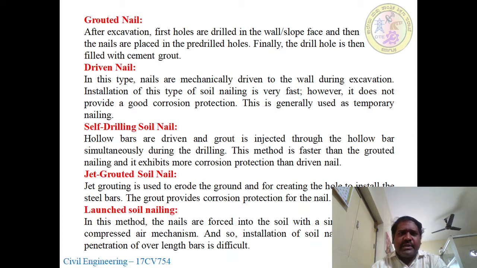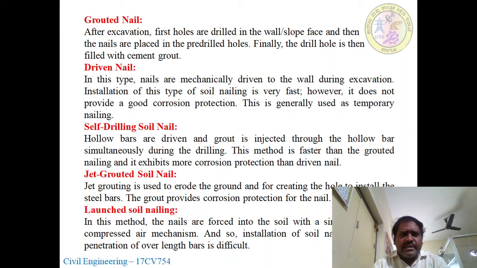In the second method, the driven nail, the nails are mechanically driven into the wall during excavation. Installation of this type of soil nailing is very fast. However, it does not provide good corrosion protection. This is generally used as a temporary nailing at the time of excavation of the structures. It is not the permanent one, so we increase the property of the soil in a temporary process.